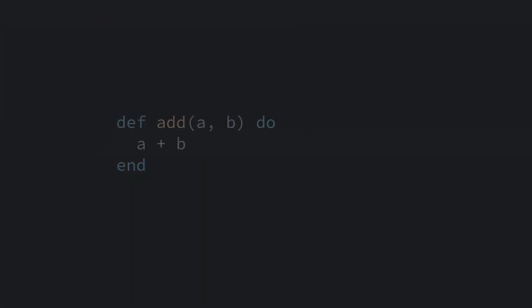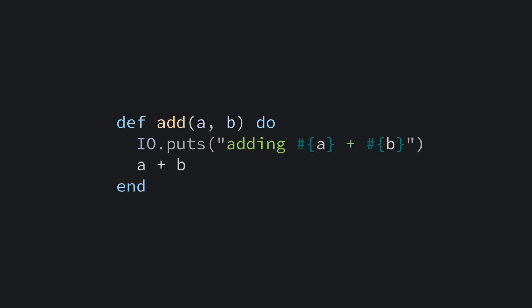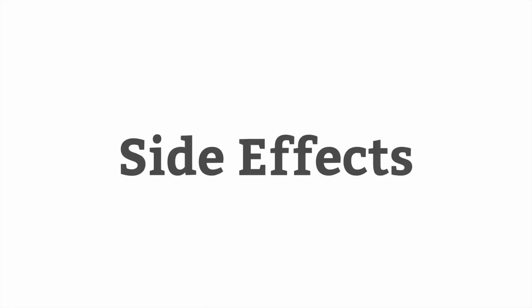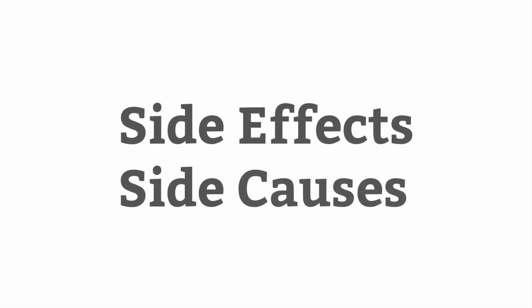Here's our nice pure add function. But now, for whatever reason, I decided to print out the string adding a plus b. So is this still a pure function? This might seem a bit trivial, but no. It's not technically pure because it's logging something to the terminal, which is changing the state of the console, which is a side effect. Now, I like to break up the general term side effect into two terms, side effects and side causes. Let me give an example of what I mean by side causes.